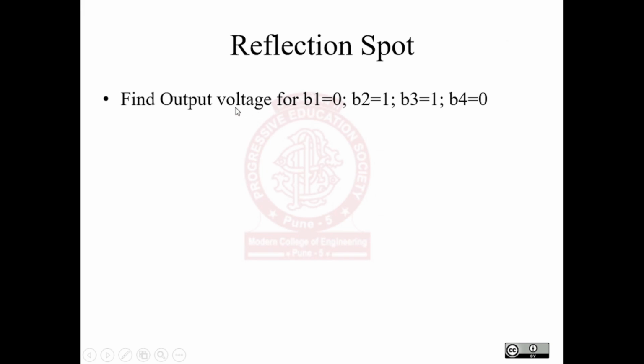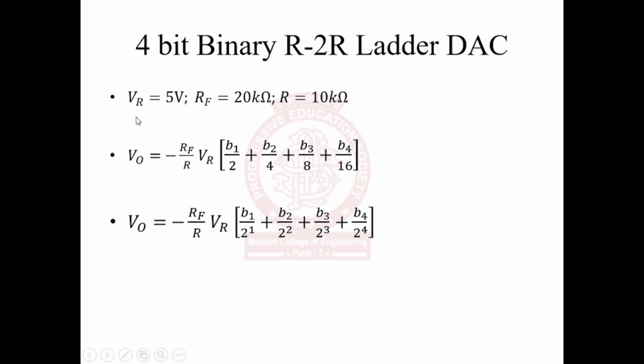So this is a reflection spot wherein some values are given, the binary inputs are given to us and we will find out the output voltage. So B1 is 0, B2 is 1, B3 is 1 and B4 is 0. So we will consider this equation and the values given to us. VO is minus RF upon R, that is 20 kilo ohm upon 10 kilo ohm into 5 volt, and B1 is 0, B2 is 1, B3 is 1 and B4 is 0. You have to put the values and get the answer for VO. I'll pause for a while and till then you find the answer and we will verify it.